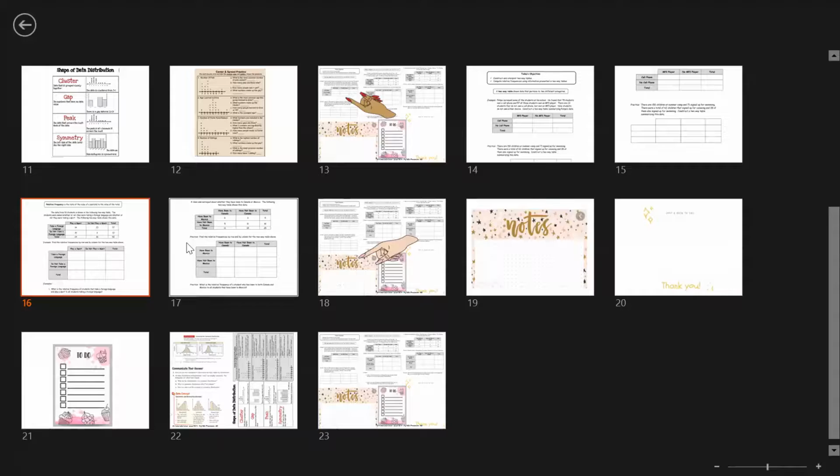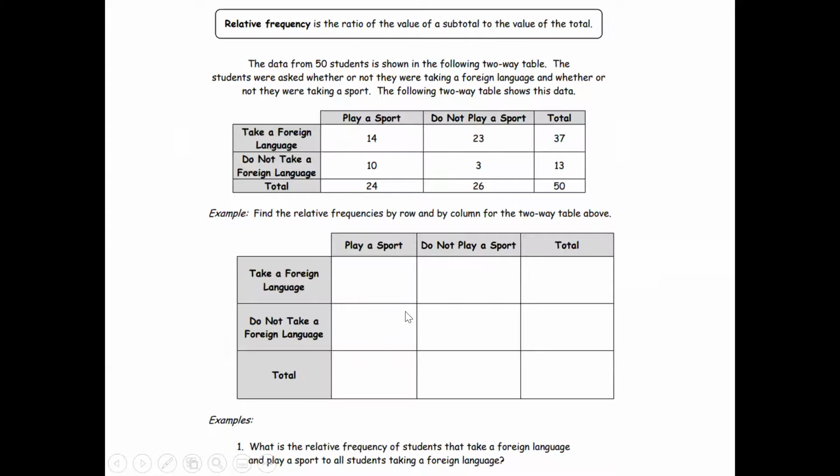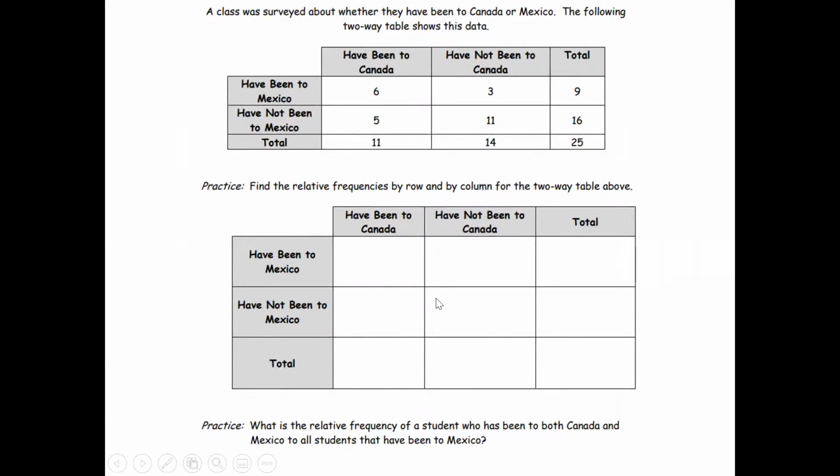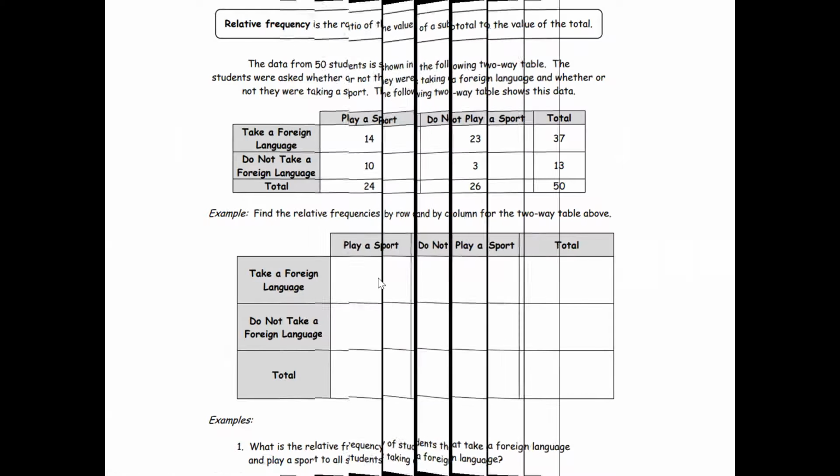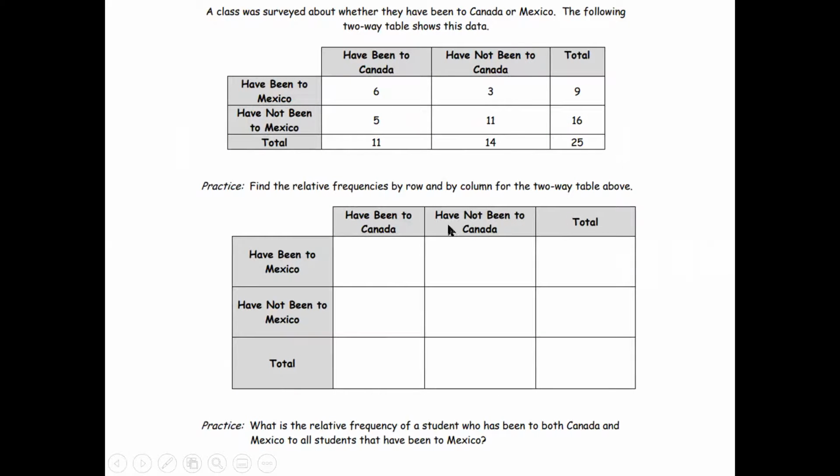All right, you guys, so after this, I have 2 more that I'm gonna have you guys fill out on your own. This one and this one. One is gonna be on whether you're taking a foreign language or not, and also do you play sport. The next one is, have you been to Canada or have you been to Mexico?